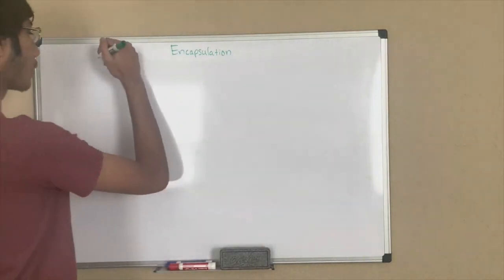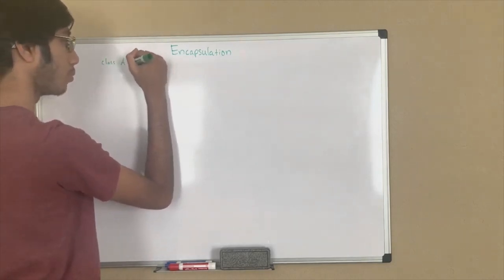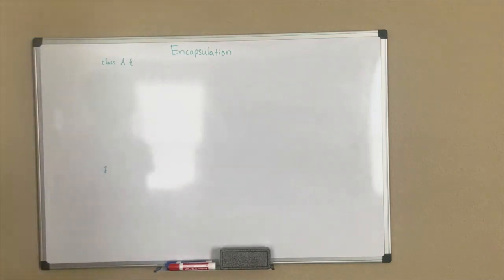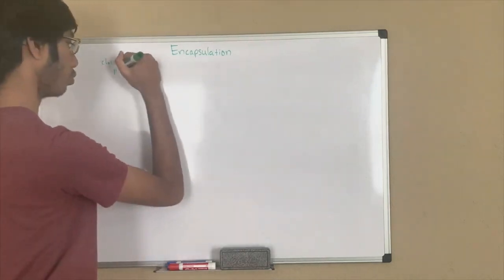Let's give an example. Let's do a getter and setter. So, we have a class, right? Always, we need a class. After we have our class, the next thing we need is our instance variable.